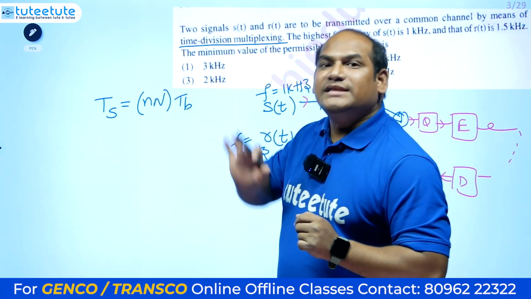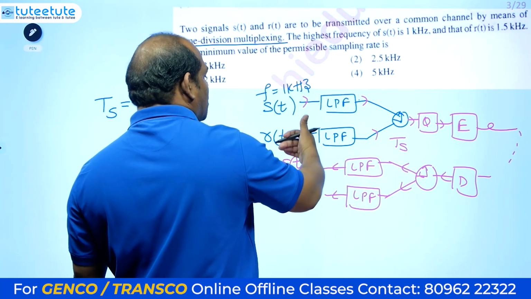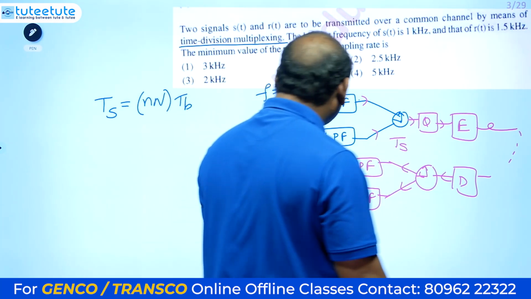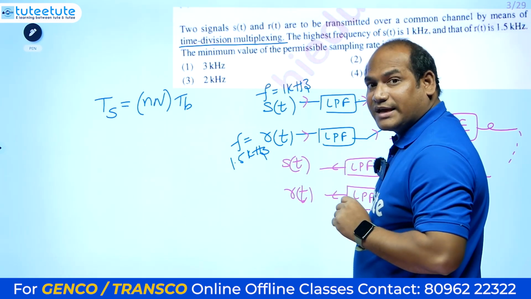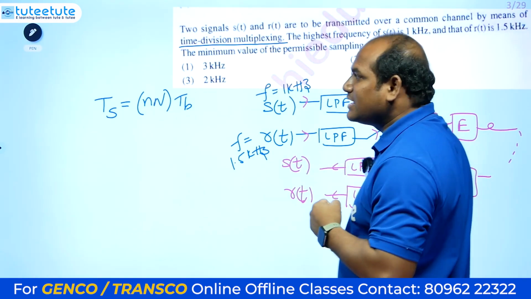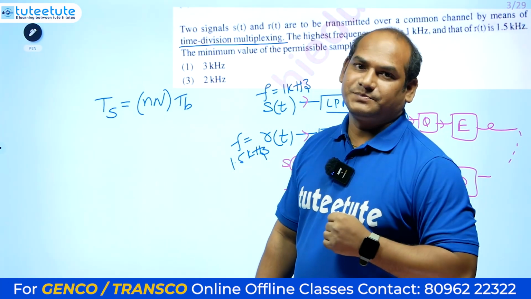Conveniently, you can apply this when you have the same frequency for the two signals. But here the problem is that one is 1 kHz and the second one is 1.5 kHz. So which frequency do we have to consider in order to find this sampling interval or the sampling frequency?